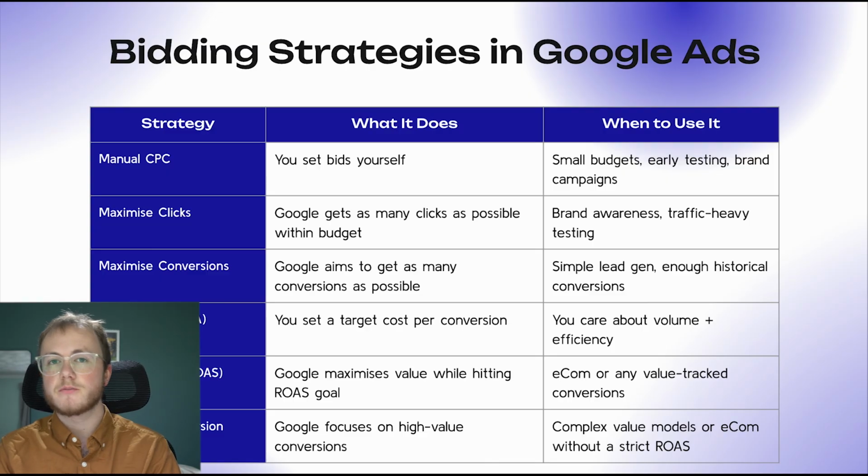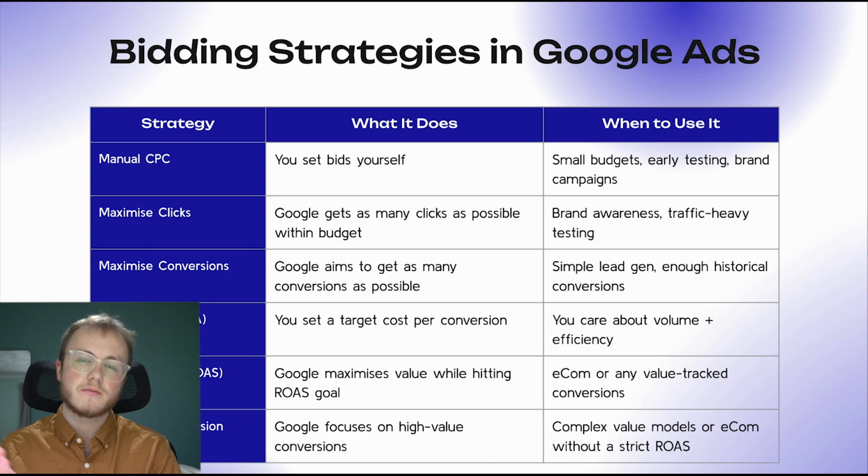So if you have a £100 a day budget, you want to get 5 conversions or so, you set a £20 CPA, and Google will sort of optimize and try and get you a conversion for every £20 that you spend. This is where you care about volume, but you also need some efficiency in there.